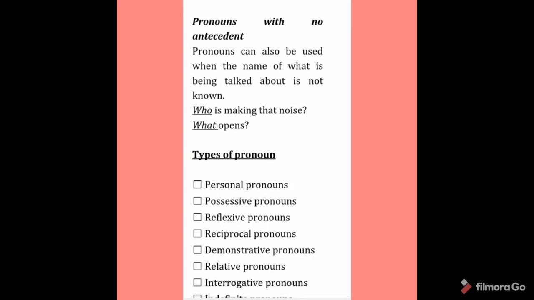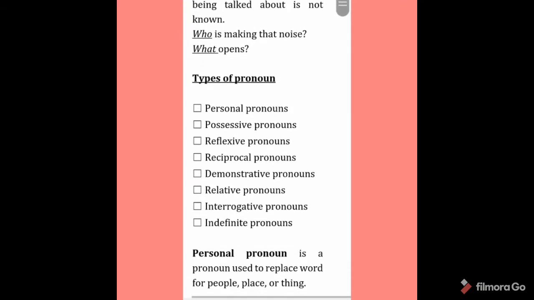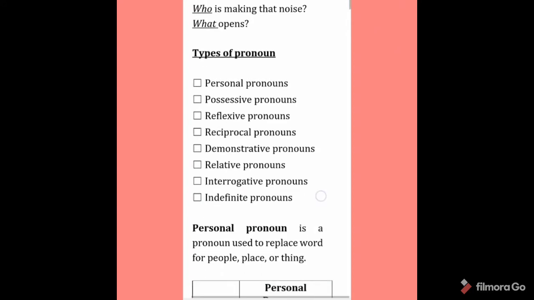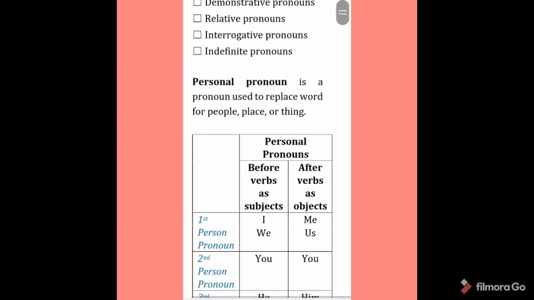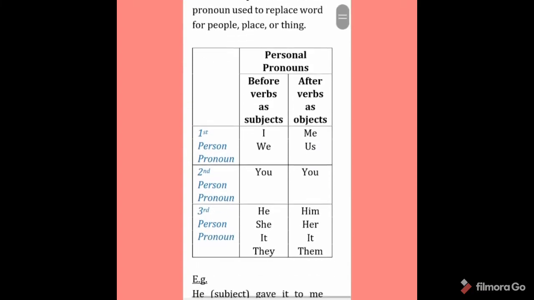Types of pronoun: personal pronoun, possessive pronoun, reflexive pronoun, reciprocal pronoun, demonstrative pronoun, relative pronoun, interrogative pronoun, indefinite pronoun. Now we come to the types one by one. Personal pronoun. Personal pronoun is a pronoun used to replace a word for people, place or thing.